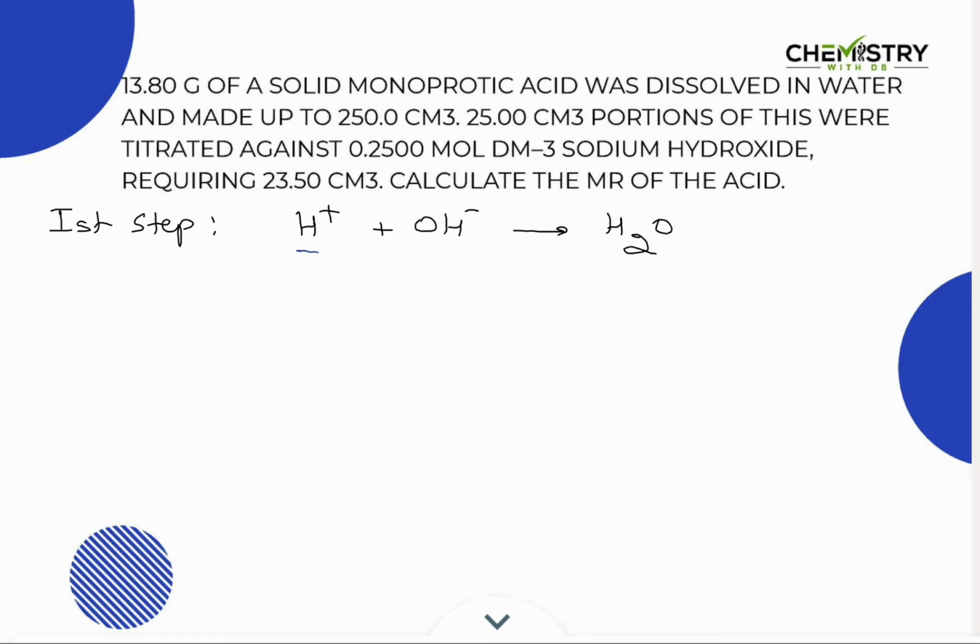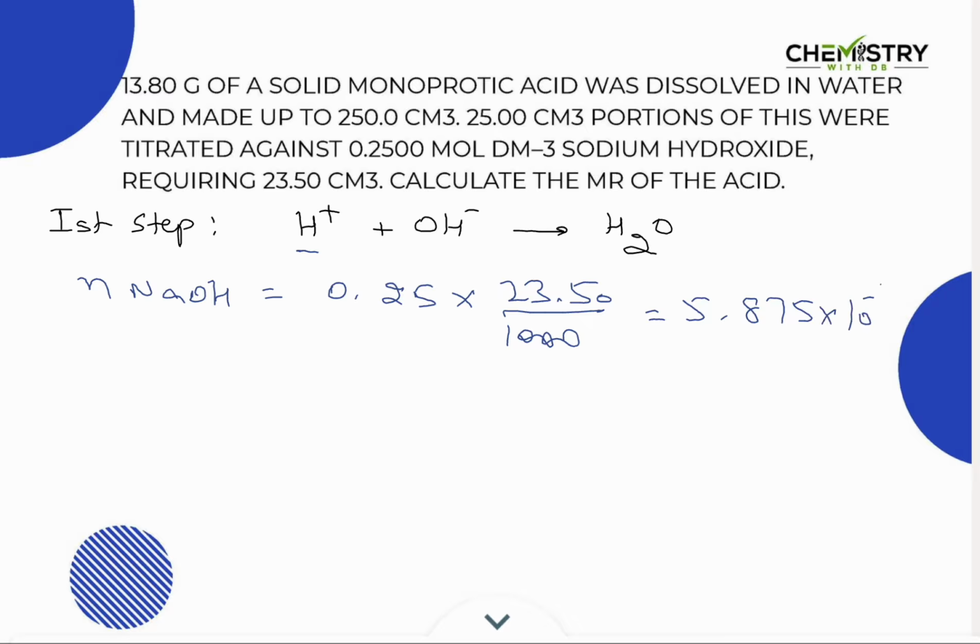So in this question, first of all, let's work out the number of moles of sodium hydroxide. So number of moles of sodium hydroxide is 0.25 multiplied by 23.50 over 1000. So we have got 5.875 times 10 to power minus 3 moles of sodium hydroxide was used. Now ratio is 1 to 1 for sodium hydroxide and that monoprotic acid.